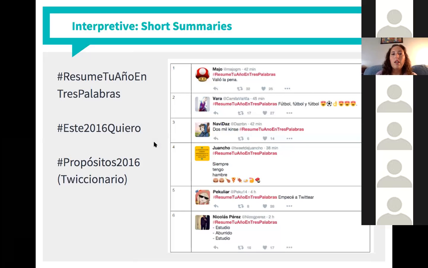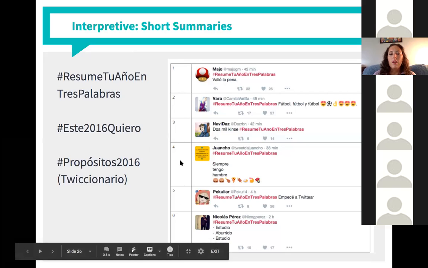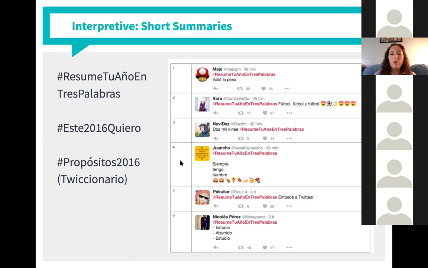Another interpretive is for students to have a short summary. You can do it after a unit, or this one was summarize your year in 3 words, or this year I want, or propósitos is like resolutions. And so basically all I did was I took a screenshot, I put it in a table, and I numbered it on the left just kind of as a reference for when we talked about the tweets. For novice students, 3 words is doable. It's enough. And then for intermediate students, 3 words is a creative challenge. So it worked out really well.